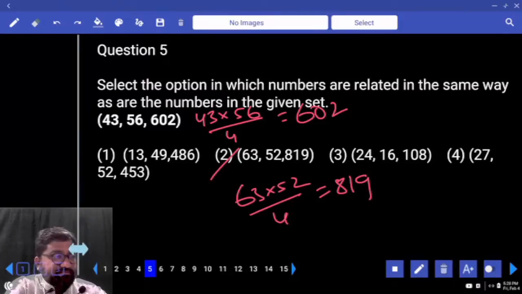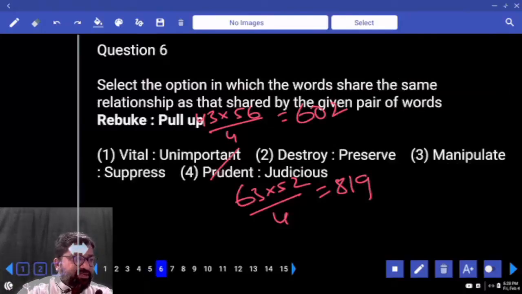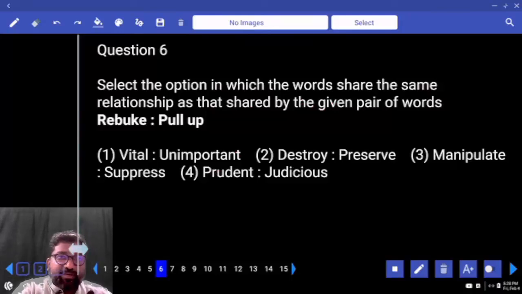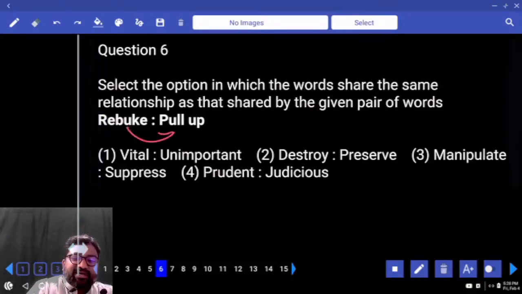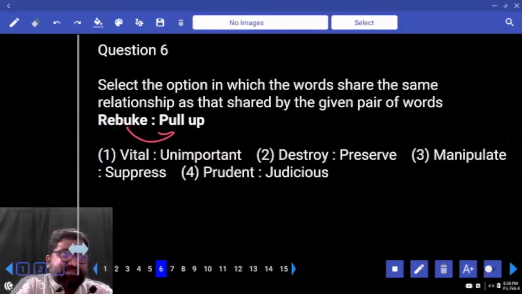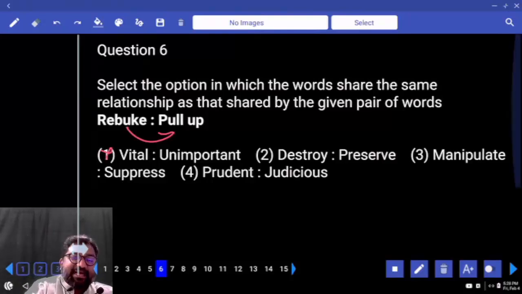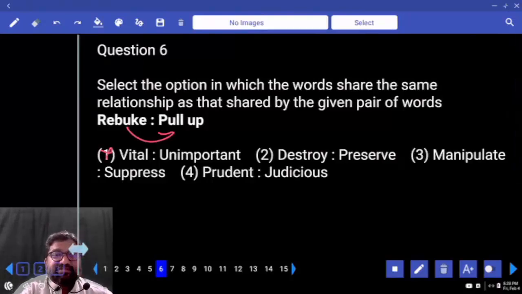Clear? Next, this is question number 6. Rebuke, pull up. Rebuke is scolding and pull up is also to scold, to get scolded by someone. So almost I can say that these two are synonyms. Almost close. Is this clear? Rebuke and pull up are about scolding someone. So vital, unimportant, these are antonyms, opposite words.